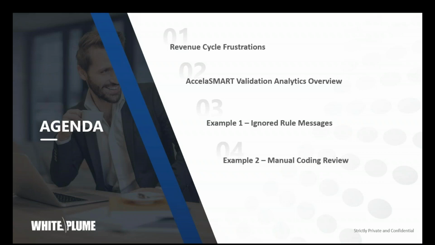And when we look at each of these, we're going to look at what the data says. We're going to look at questions to ask, right? Because sometimes the analytics don't necessarily always give us the answer, but it helps us ask better questions. And then look at some of the potential solutions to those types of problems, and then see what impact that has to those practices. So we'll do that in each of our 3 examples when we look at ignored rules messages, manual coding review, and high frequency changes.